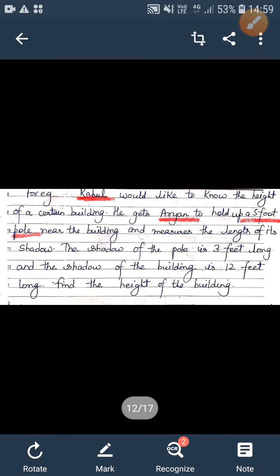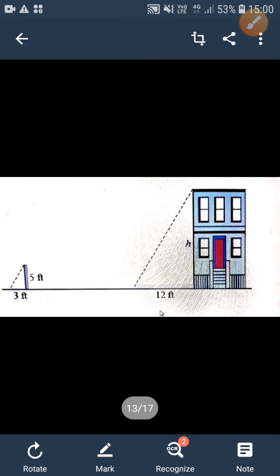Let us take an example. We will be using similar right triangles here. One example: Rahul would like to know the height of a certain building. He gets Aryan to hold up a 5-foot pole near the building and measures the length of its shadow. You can see the figure here.